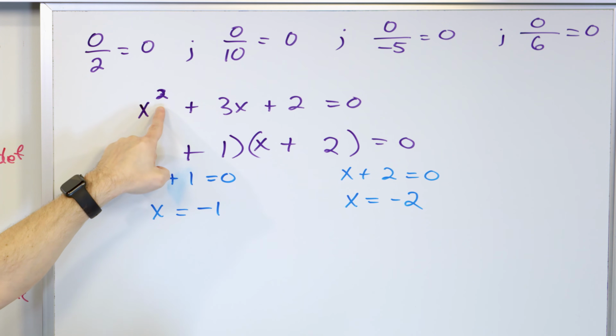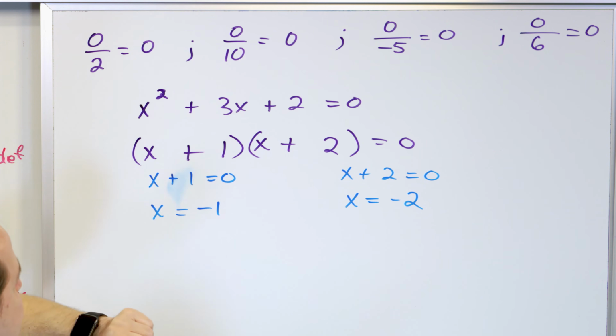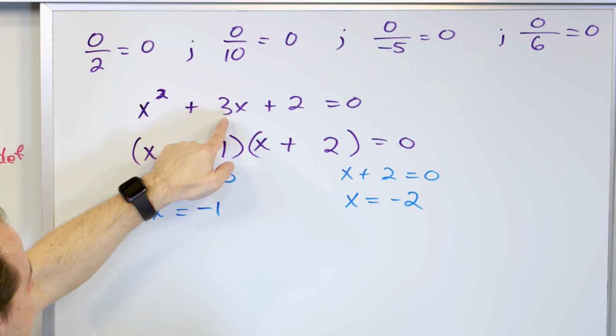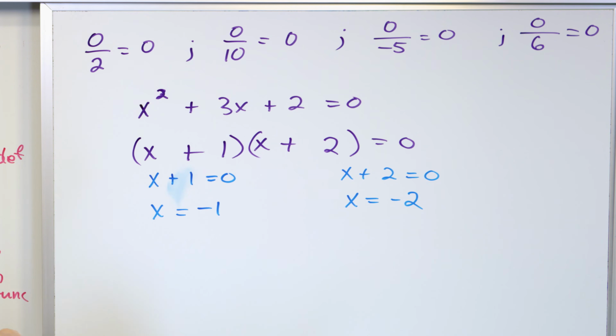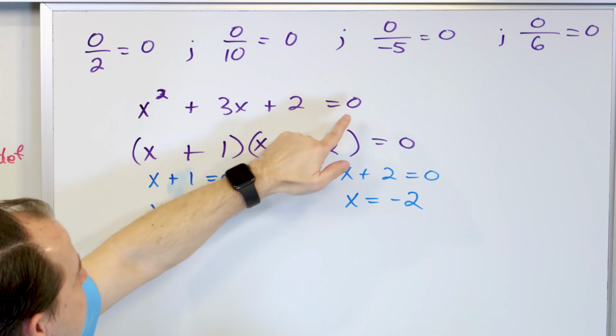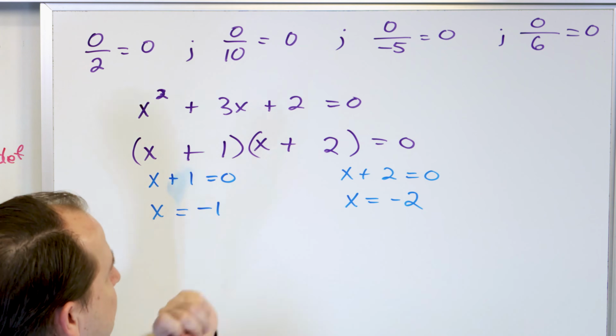Put -1 here, square it, you'll get 1. Put -1 here, you'll get -3. -1 squared gives you +1. -3 will give you -2. -2 plus 2 gives you 0. So when you put the value of -1 in here, you get 0. Similarly, when you put -2 in here and go through the calculation, you'll also get 0.